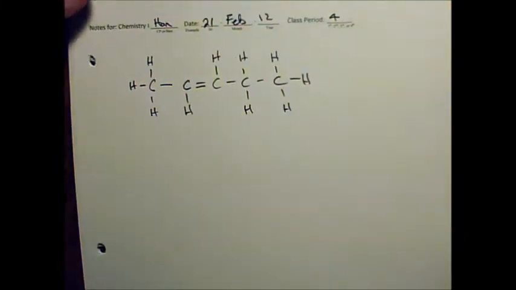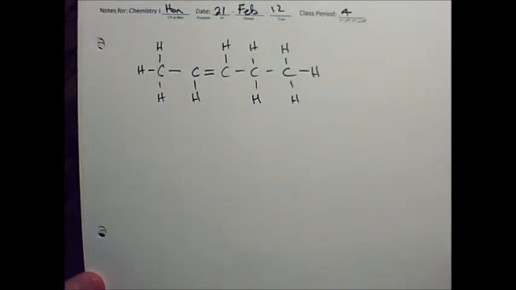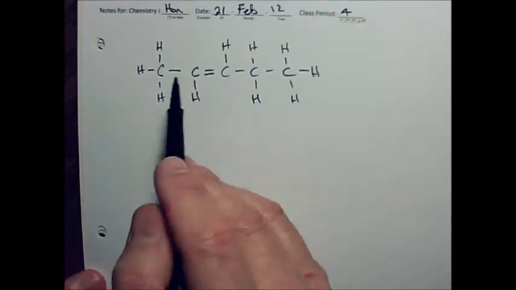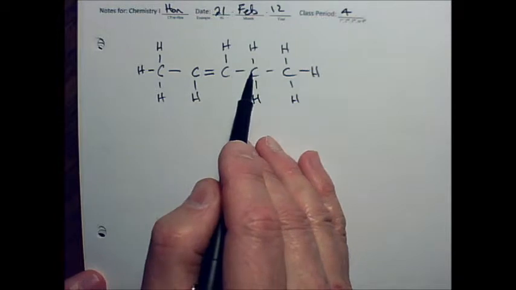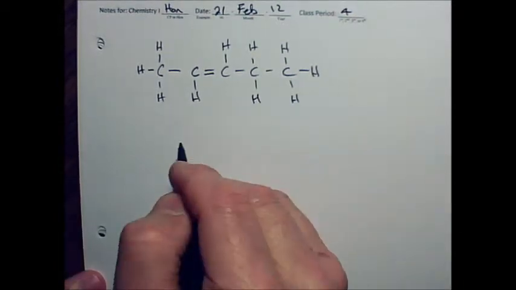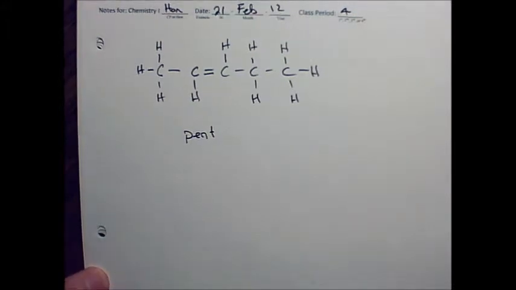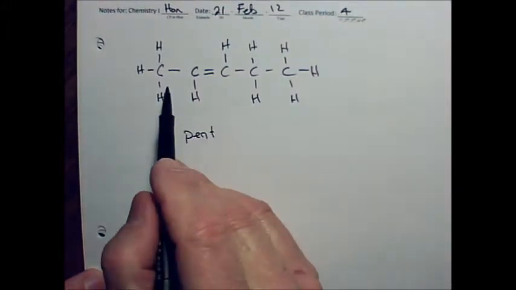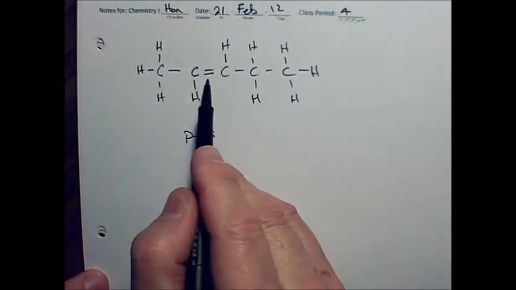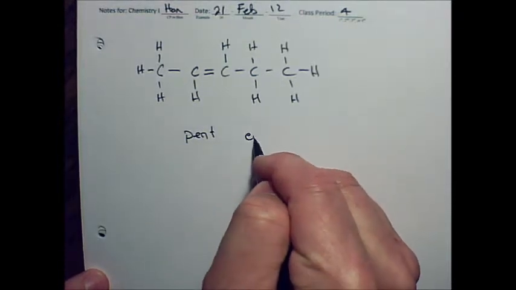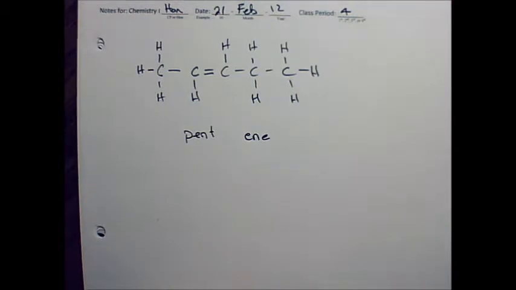All right, so yes, this is one of the alkenes. We have a double bond right here. We have 1, 2, 3, 4, 5 carbons, so that's a pent prefix, and we have an ene suffix. Notice I'm leaving a space here, and there's a reason for that.